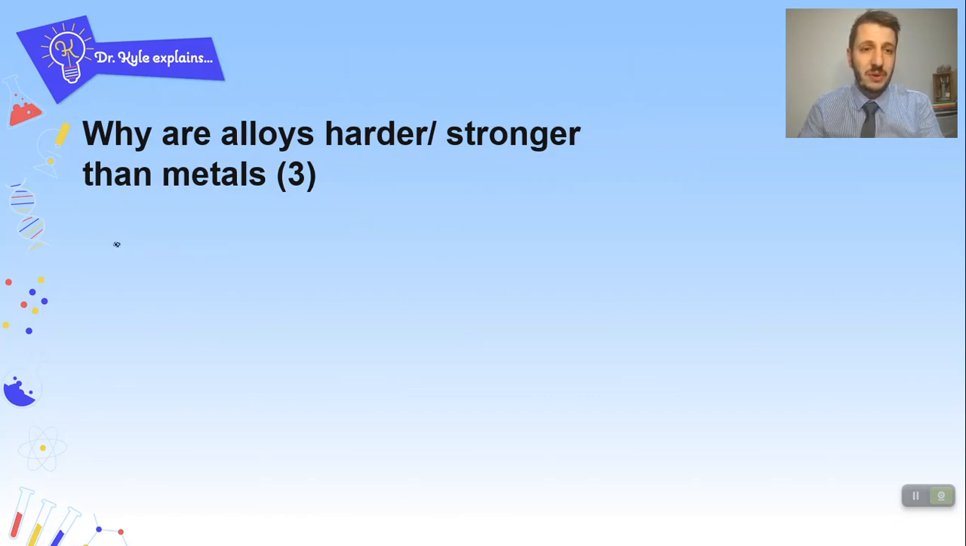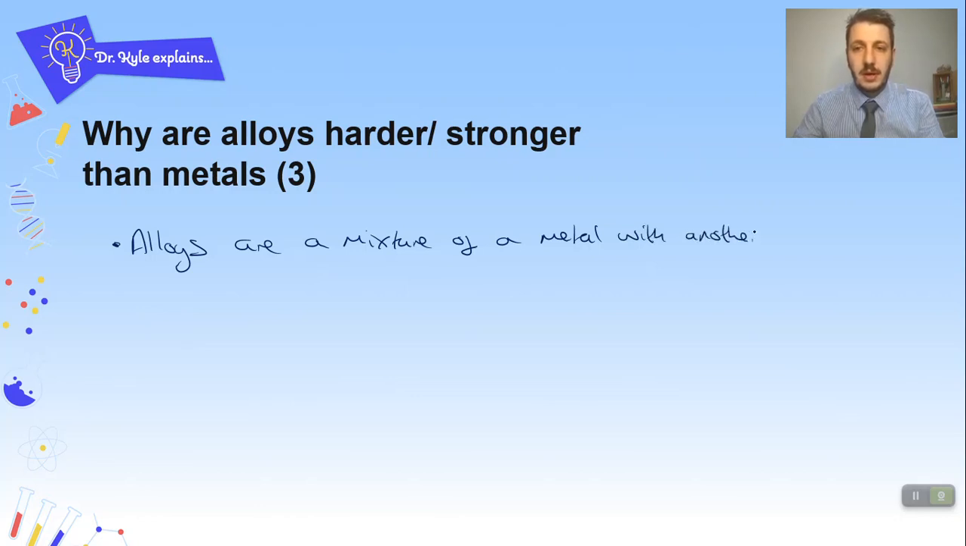So I'd probably start off with just saying alloys are a mixture of a metal with another element. Okay. So then what's going to happen? So different sized elements are added into the structure.